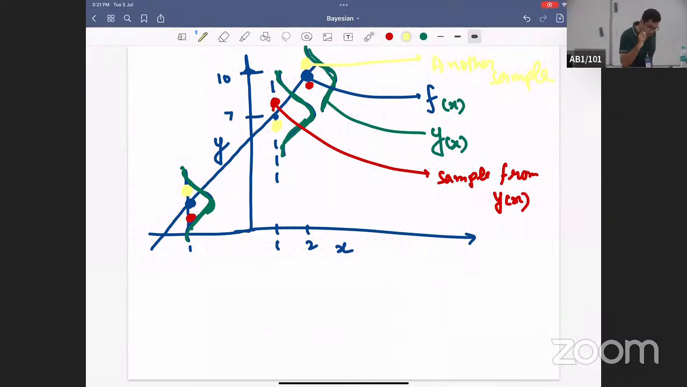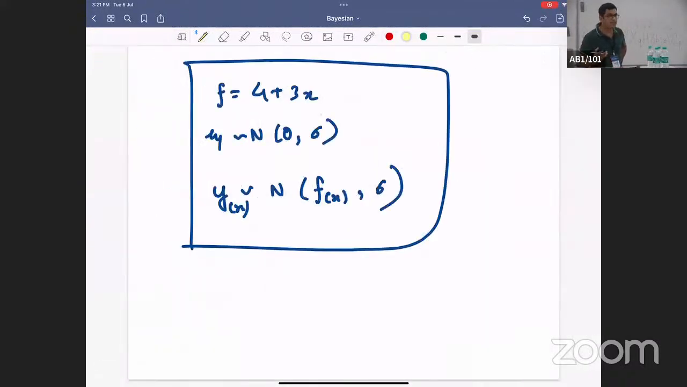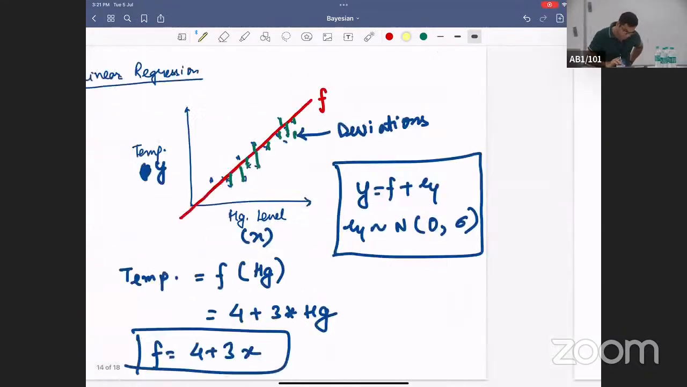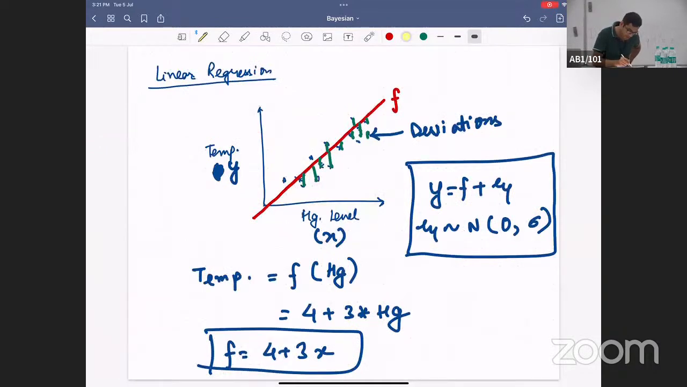But the important central theme here is that F is a linear function in the parameters, right? So F is 4 plus 3x. The observation noise is normally distributed with mean 0 and scale sigma, right? This is the deviation that you're getting at each point. So each of these epsilon i's corresponding to each xi is normally distributed with mean 0 and scale sigma.